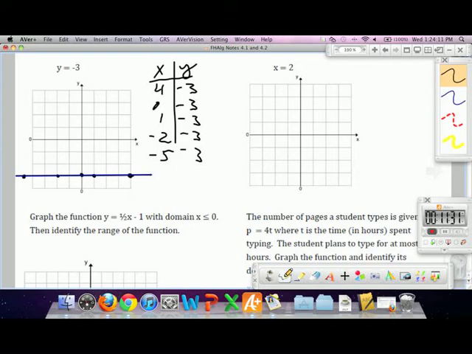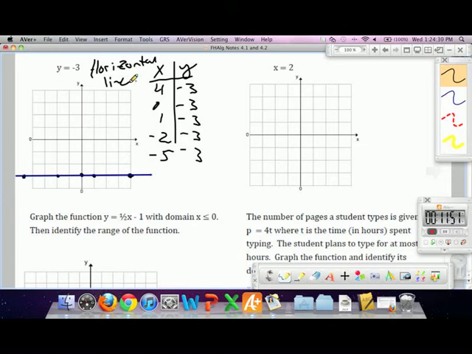A y equals line, no matter how you draw it, if it's just y and there's no x's, is a horizontal line through whatever point it tells you to. This one has to be through -3. So I want to take a stab in the dark at what an x equals line is going to look like. Vertical line. And you can prove that to yourself.